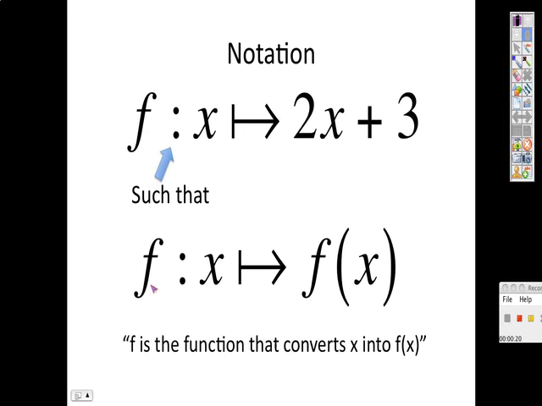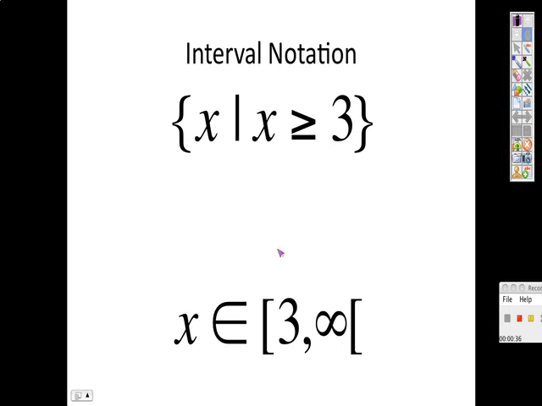Or another way to say that is function f such that x converts into f of x. F is the function's name. This is what's going on right here. Set builder notation is the first one here. The set of x's where, the vertical line, x is greater than or equal to 3.